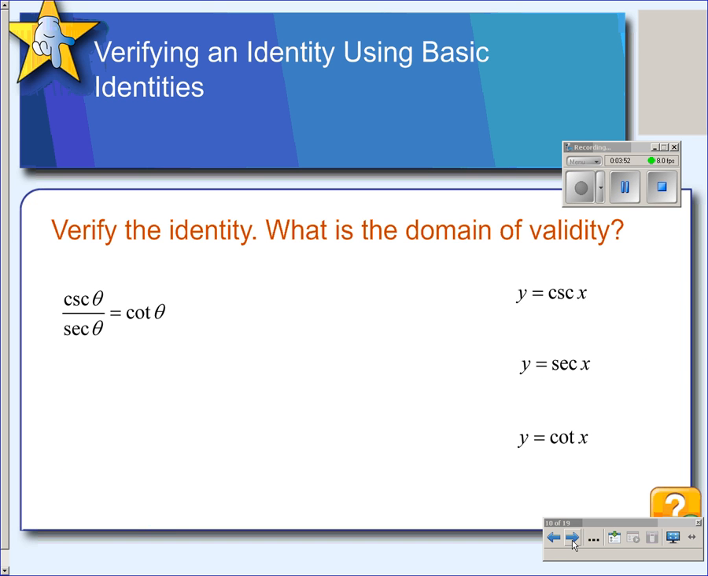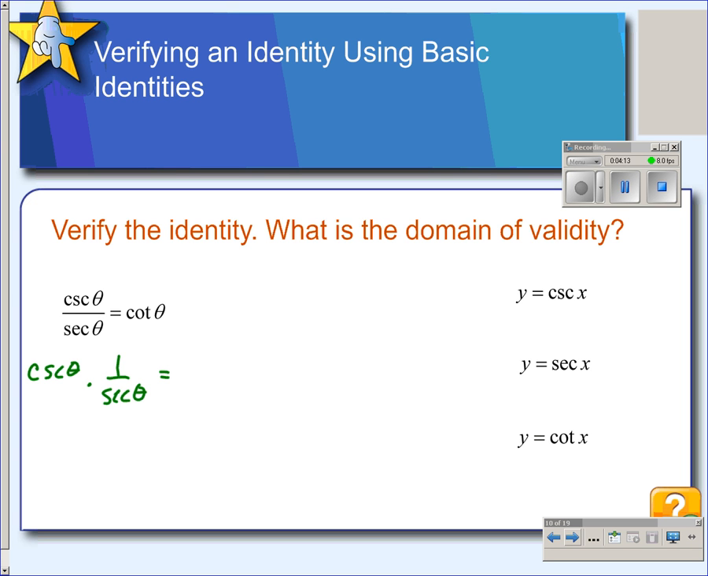Okay, here's another identity that we want to verify. Again, we're going to work on the left side only. And the first thing I'm going to do is separate the fractions. So I have cosecant theta times 1 over secant theta.